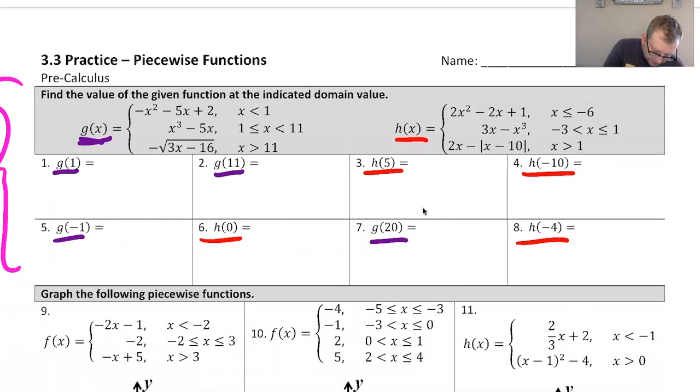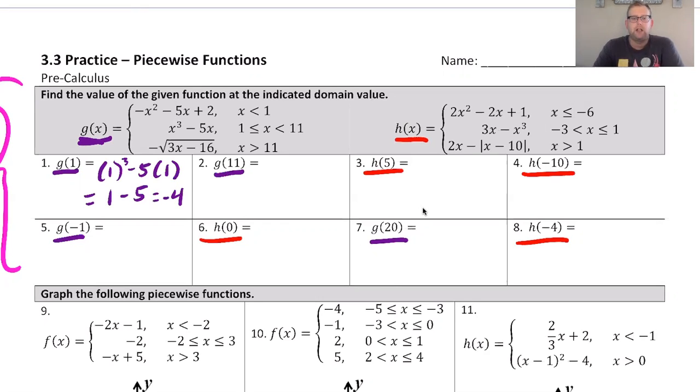g of 1. Think to yourself, where does this fit in? Which one? The first function, the second one, or the third one? Well, 1 is greater than or equal to 1, so it will fit in that cubic function, x cubed minus 5x. So I'm going to plug in 1 and cube it, minus 5 times 1. So you get 1 minus 5, which is equal to negative 4.